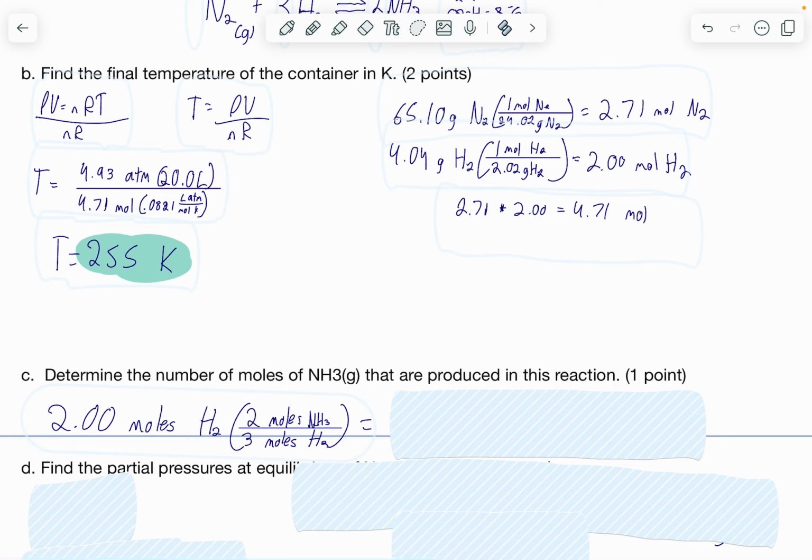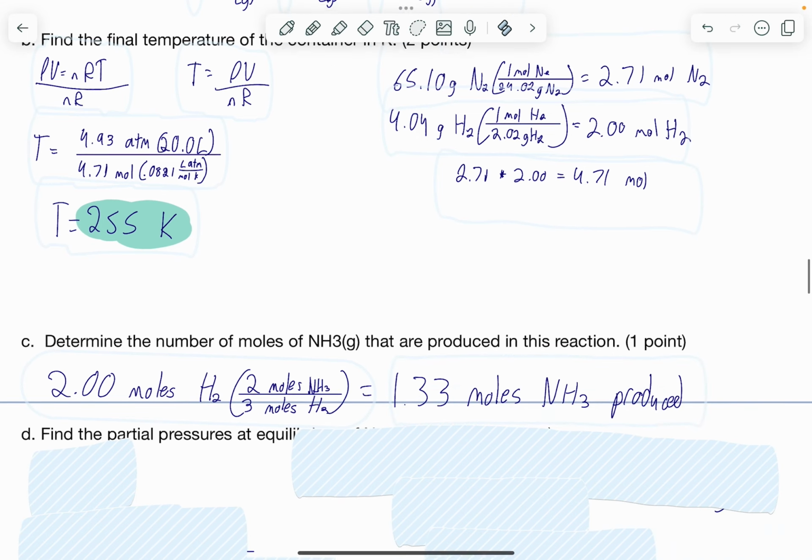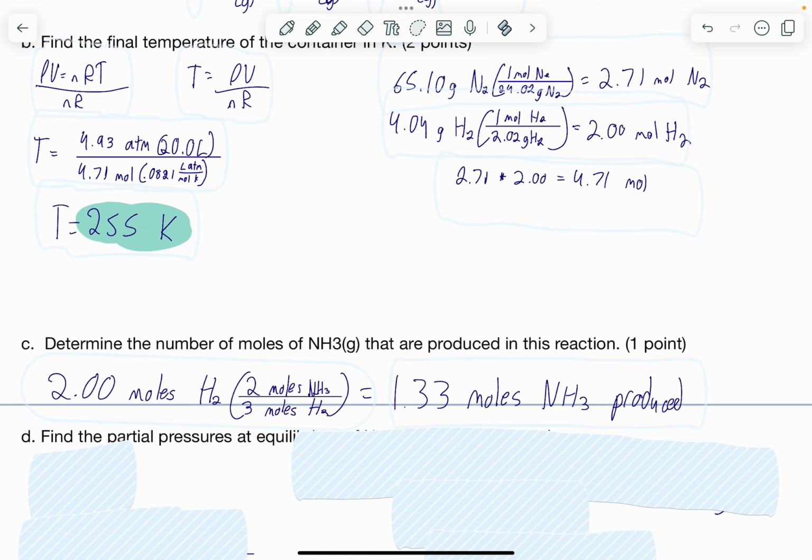As we can see, that is hydrogen gas, as we have fewer moles of it. Then we will convert from hydrogen to ammonia via our stoichiometric coefficient. It takes 3 moles of hydrogen gas to produce 2 moles of ammonia. So we multiply by 2 over 3, and we produce 1.33 moles of ammonia.